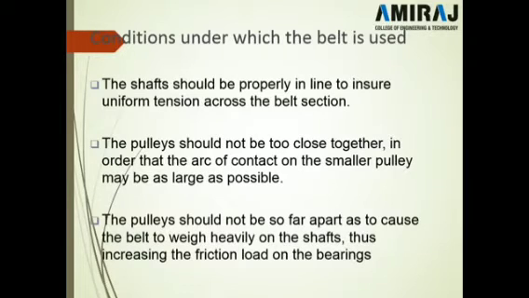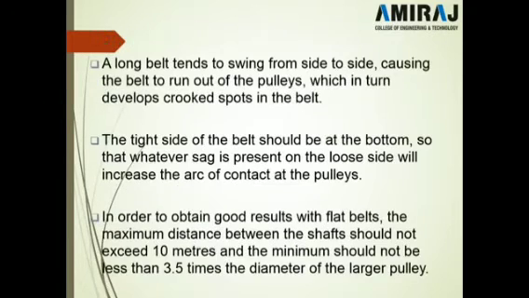So the first reason is the increasing friction load on the bearing. The second reason is if we are using a long belt, right? It swings side to side, which is going to cause the belt to run out of the pulley, which in turn develops a crook spot in the belt. Also, it is going to affect the grip on the belt, right?